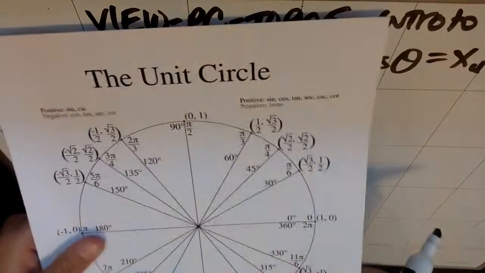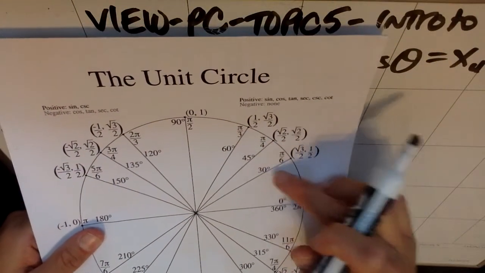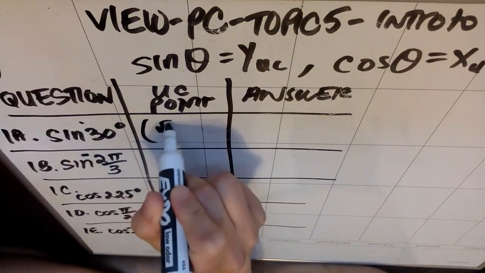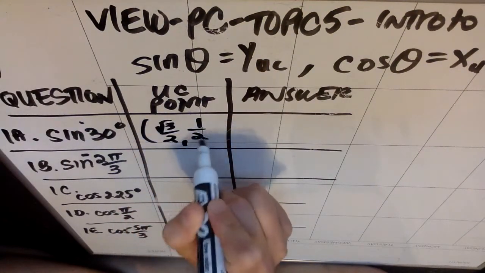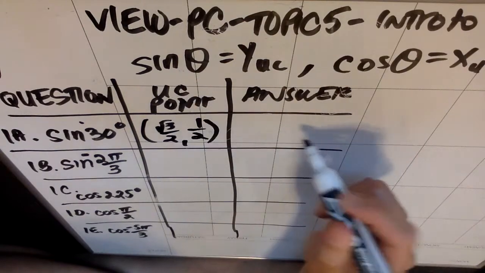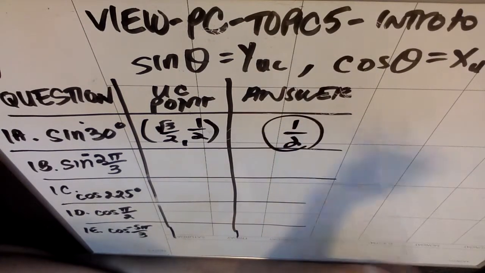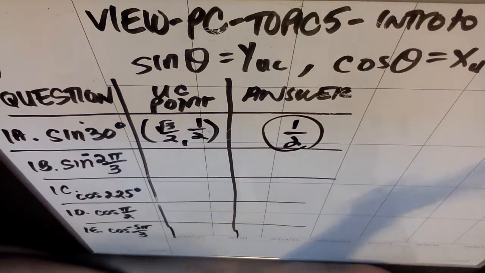So the first thing I'm going to do is go to 30 degrees on my unit circle. I'm then going to go to this point. The point I'm looking at is root 3 over 2, comma, 1/2. But since I know sine is the y on the unit circle, my answer is that the sine of 30 degrees is 1/2, just the y value of the point I looked at.